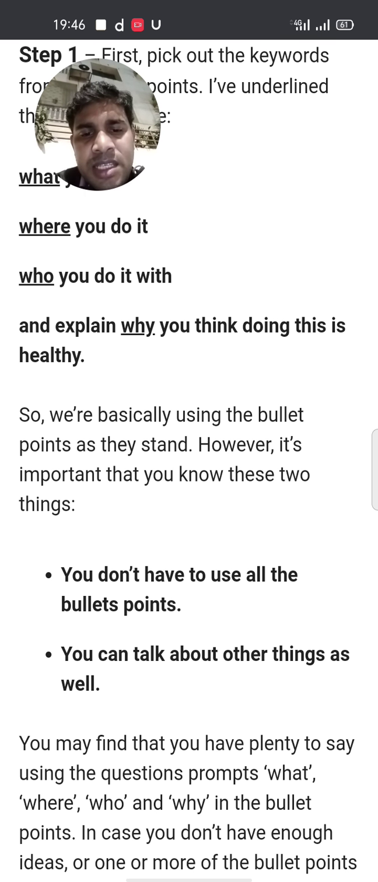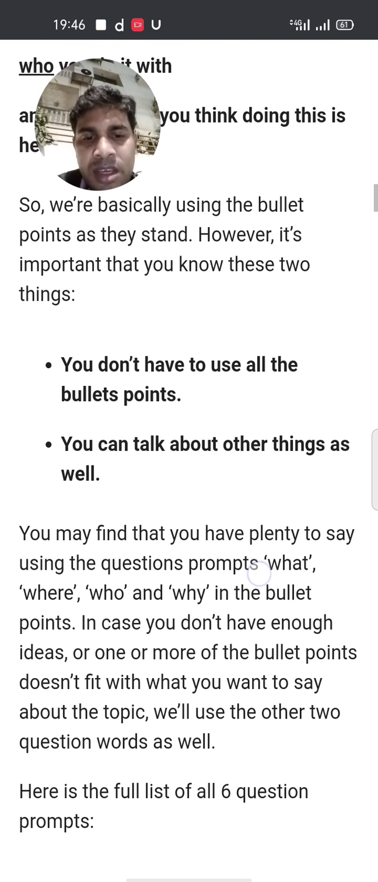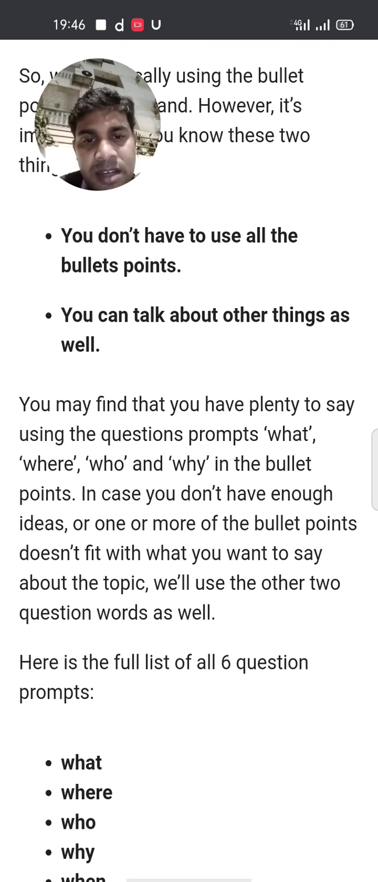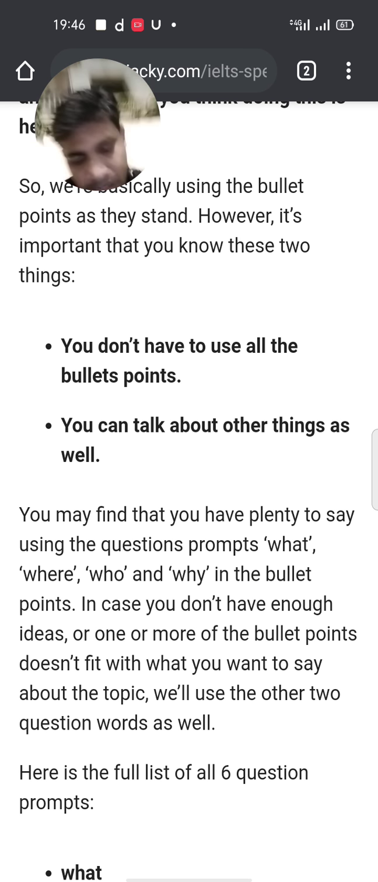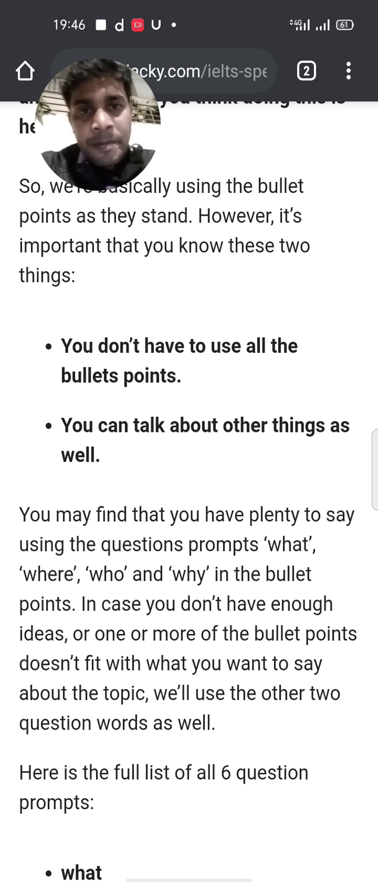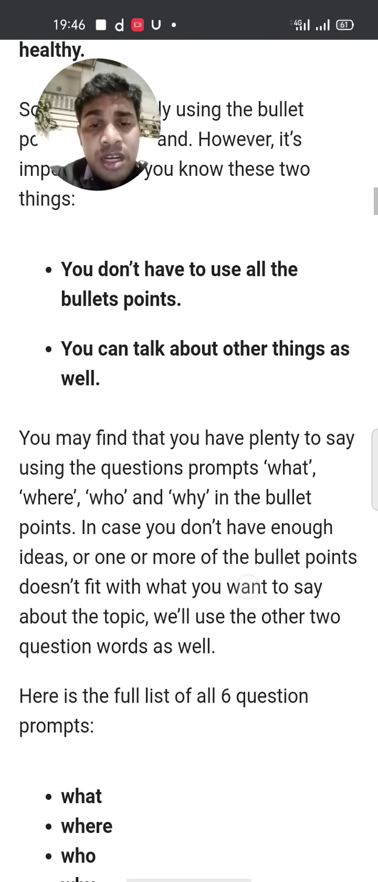However, it's important that you know these two things. You don't have to use all the bullet points. You can talk about other things as well. That is an important thing. It means that if they give you some clue, it doesn't mean you have to stick with it. During your talk, you can add some other points also. But you have to be careful that you talk relevantly to the topic.